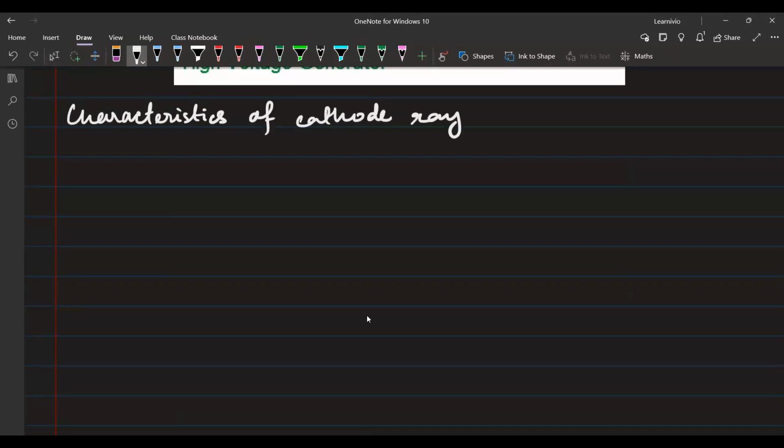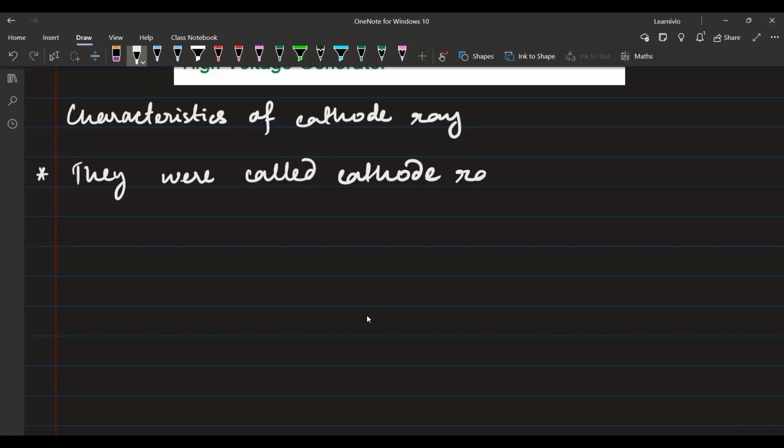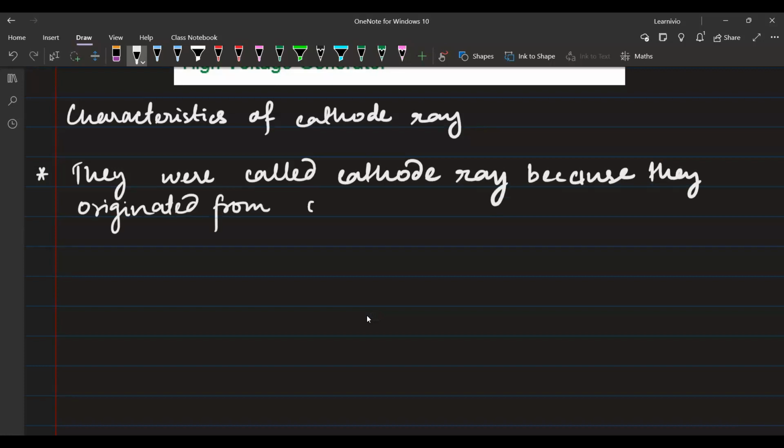Right here, characteristics of cathode ray. They were called cathode rays because they originated from the cathode.